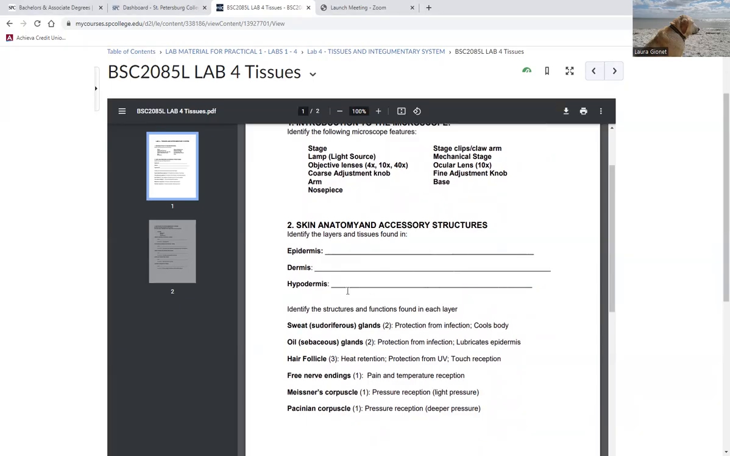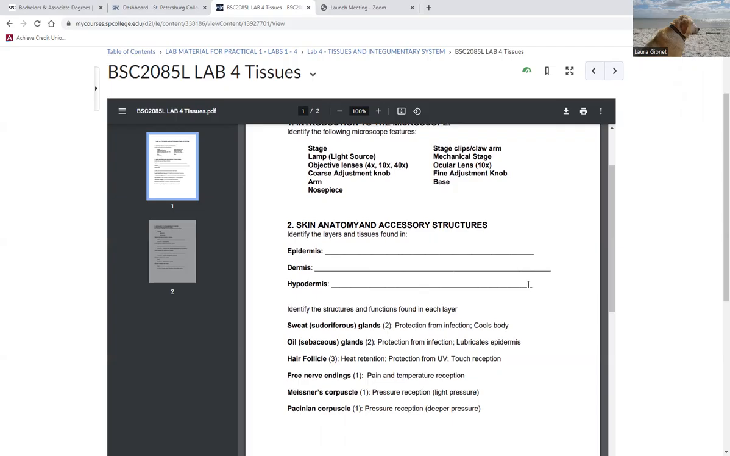The dermis, the middle layer, we have dense irregular connective tissue and simple cuboidal epithelial tissue. Then in the hypodermis, the deepest layer, we have adipose connective tissue and areolar connective tissue. So we're going to look at some of the images, the models of skin. We'll be able to identify the epidermis, dermis, and hypodermis.